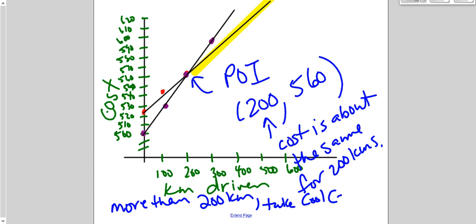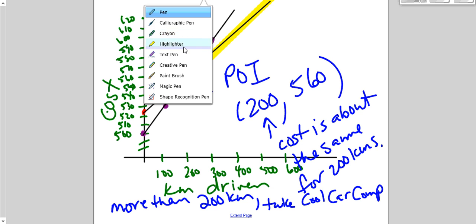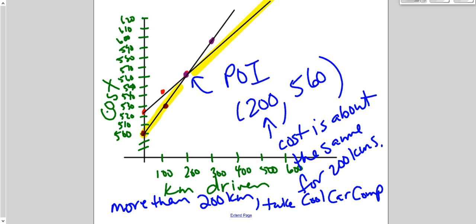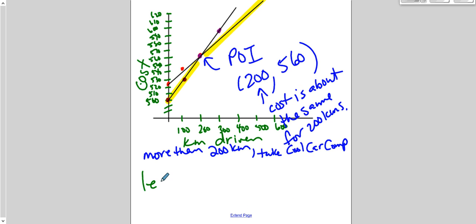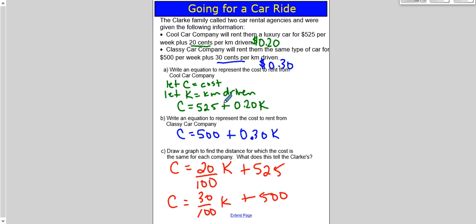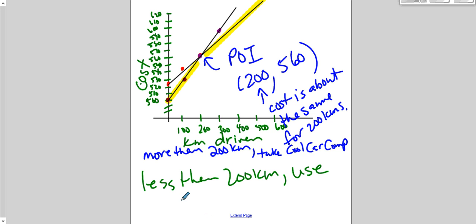Take Cool Car Company. But if they were going to go less than 200 kilometers, so that would be this line's lower for less than, then they should use whatever the name was of that other one. So not Cool Car Company. What was the other one? Oh, Classy Car. Okay, Classy Car Company.